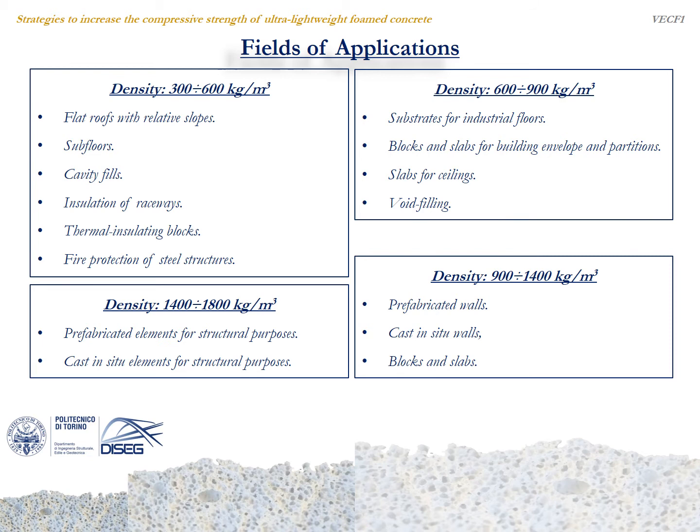In the density range between 600 and 900 kg per cubic meter, it is used in substrates for industrial floors, blocks and slabs for building envelopes and partitions, slabs for ceilings, void filling. In the density range between 900 and 1400 kg per cubic meter, in prefabricated and cast in situ walls for both load-bearing and non-load-bearing functions, blocks and slabs. In the density range between 1400 and 1800 kg per cubic meter, for structural purposes, where higher strength is required.